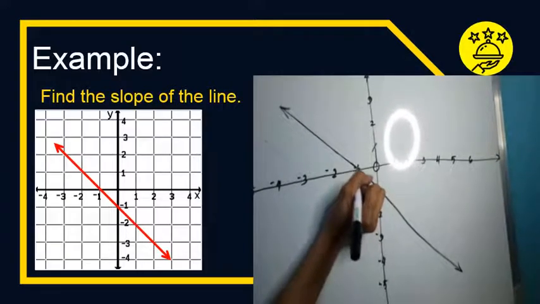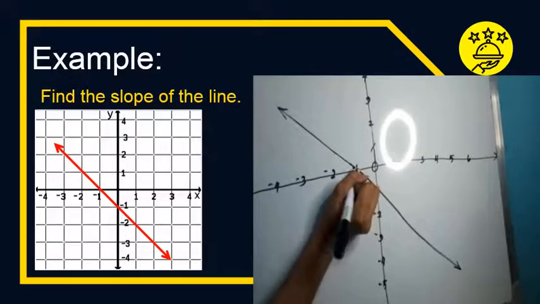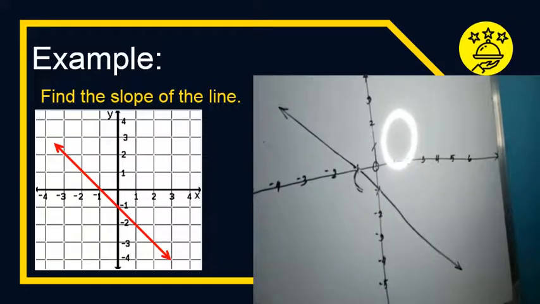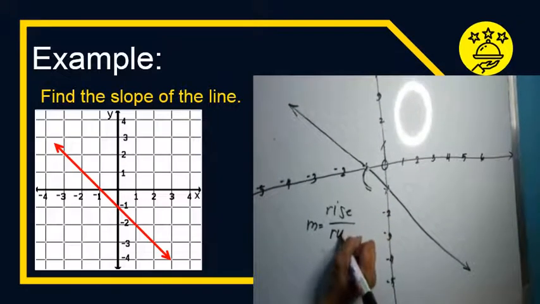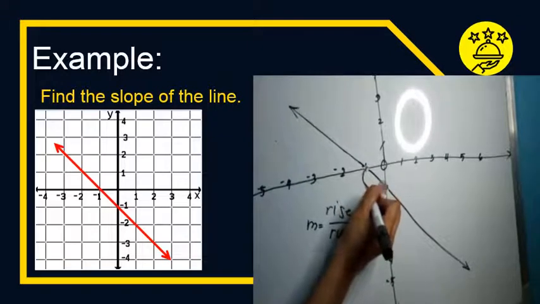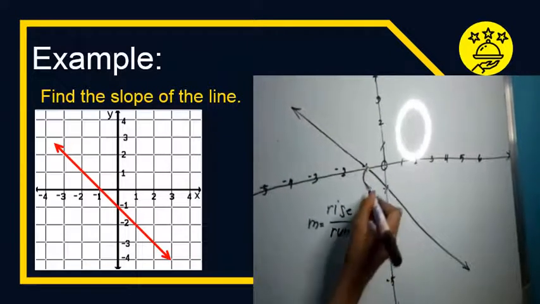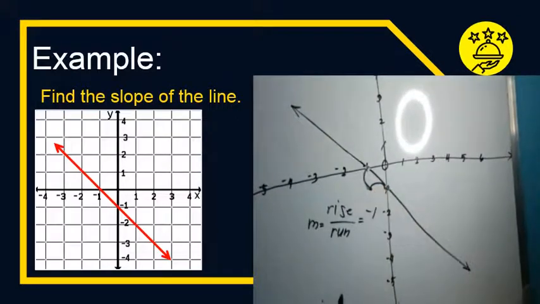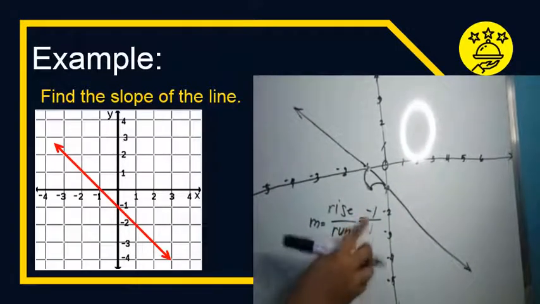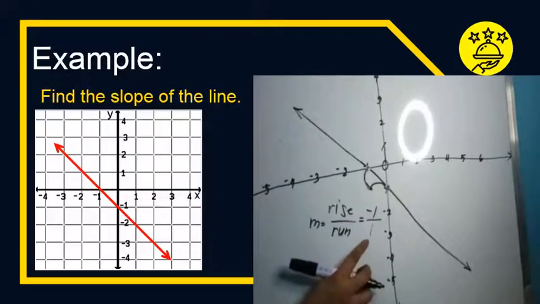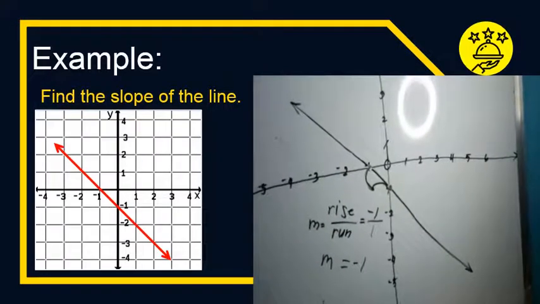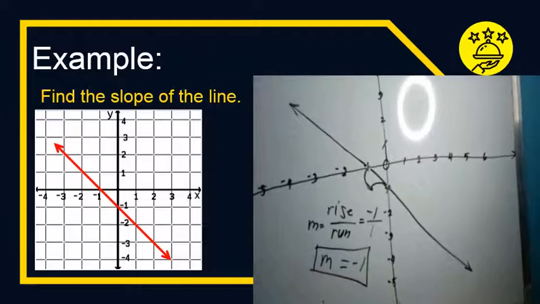From this point, which will be the first point, I am going down. One unit down is equal to negative 1. So rise over run: I move downward, so the rise is negative 1. Then moving to the right to the other point, the run is 1. Then negative 1 over positive 1, or negative 1 divided by positive 1, is equal to negative 1. So the slope of the given line is m is equal to negative 1.